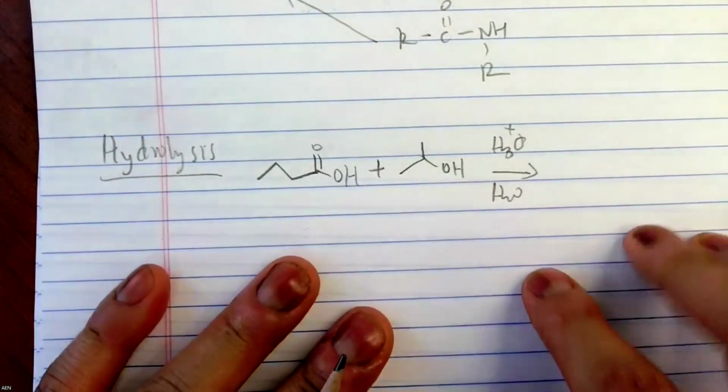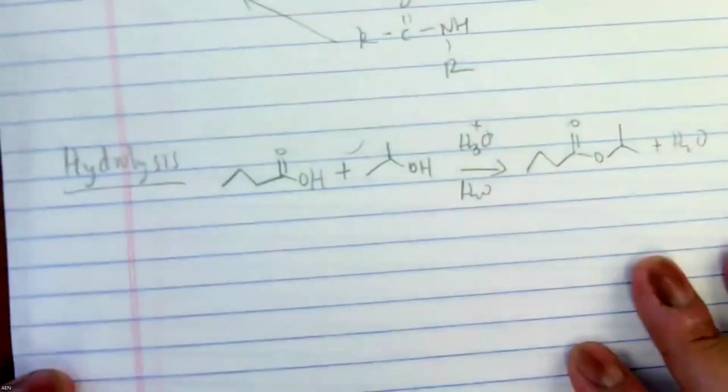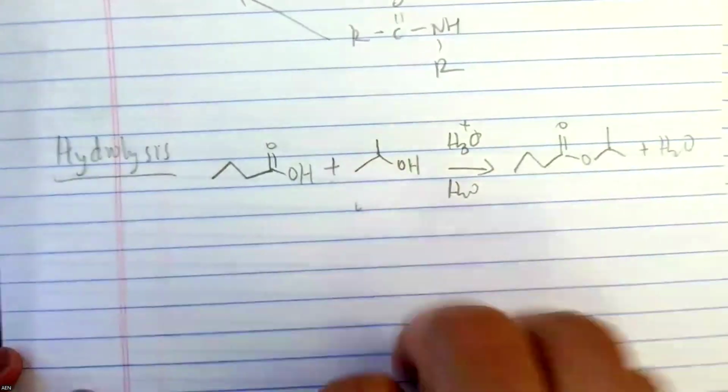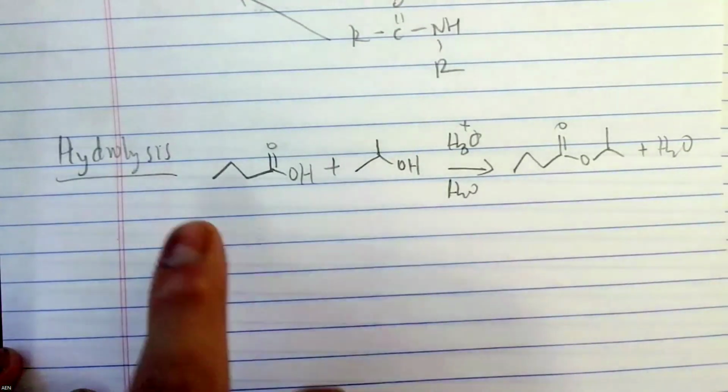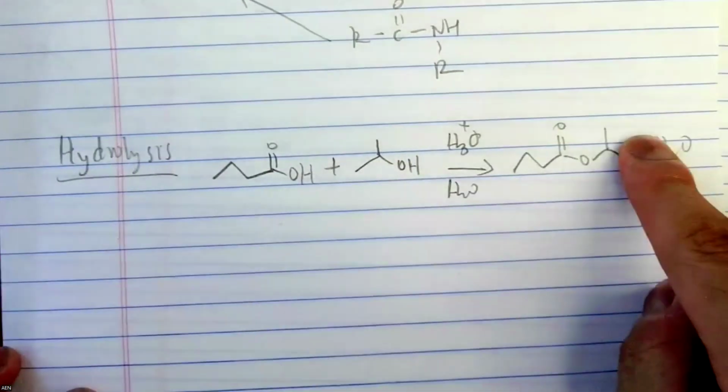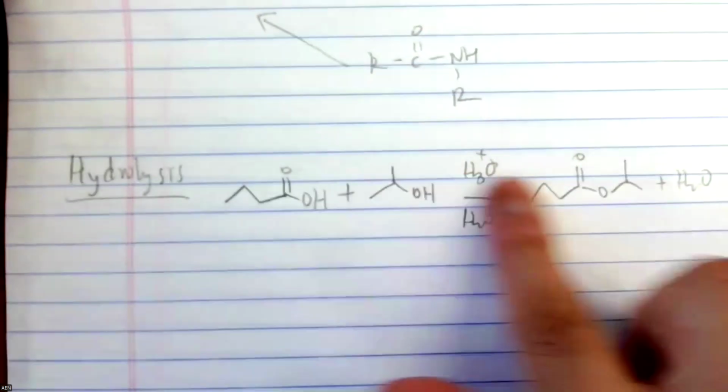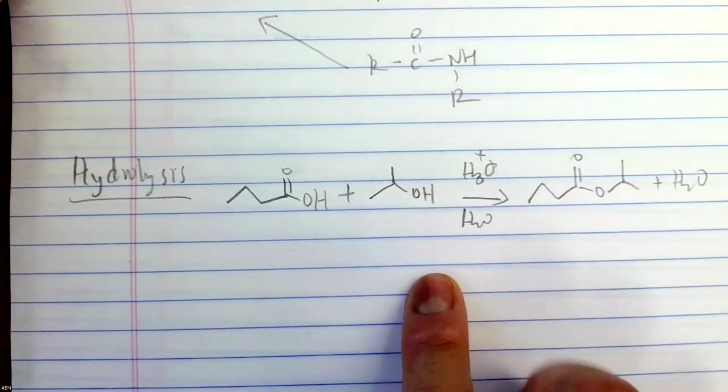Yeah, water. So this one will produce an ester and water. Okay? So this reaction is an ester formation. This way is called esterification, right? So esterification is this way, and the opposite way would be hydrolysis.